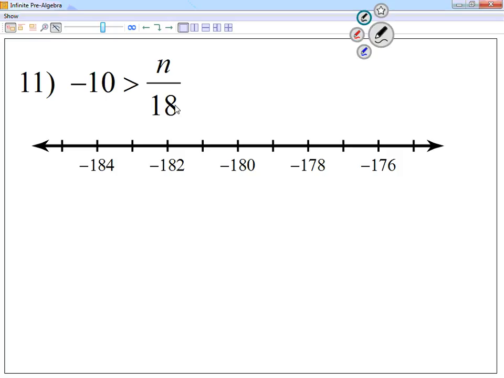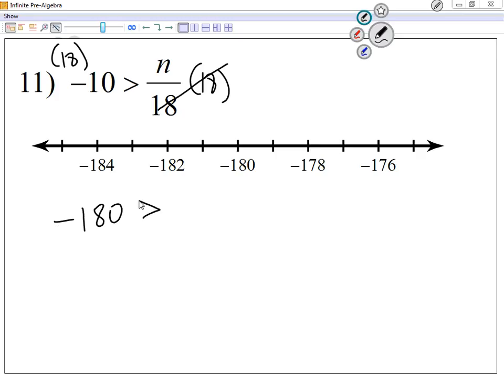Look where the letter is. I cannot just move the 18 because it's part of a fraction. The way I'm going to undo a fraction, because a fraction means division, I'm going to multiply by 18. That way 18 divided by 18 is 1, so that's how it cancels out. So I get negative 180 is greater than n. 18 times negative 10 is negative 180. So once again, I have negative 180 is greater than n.